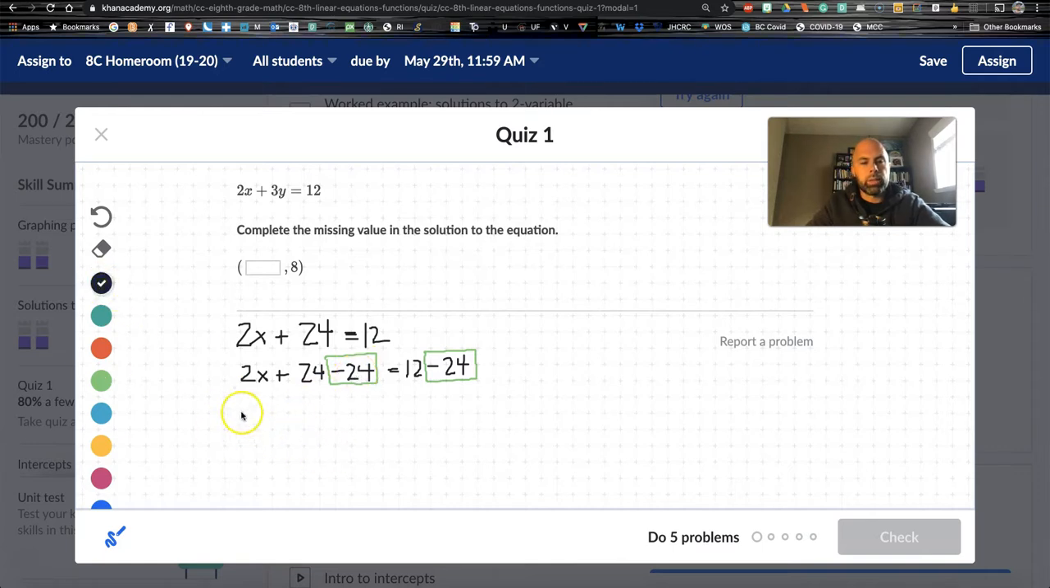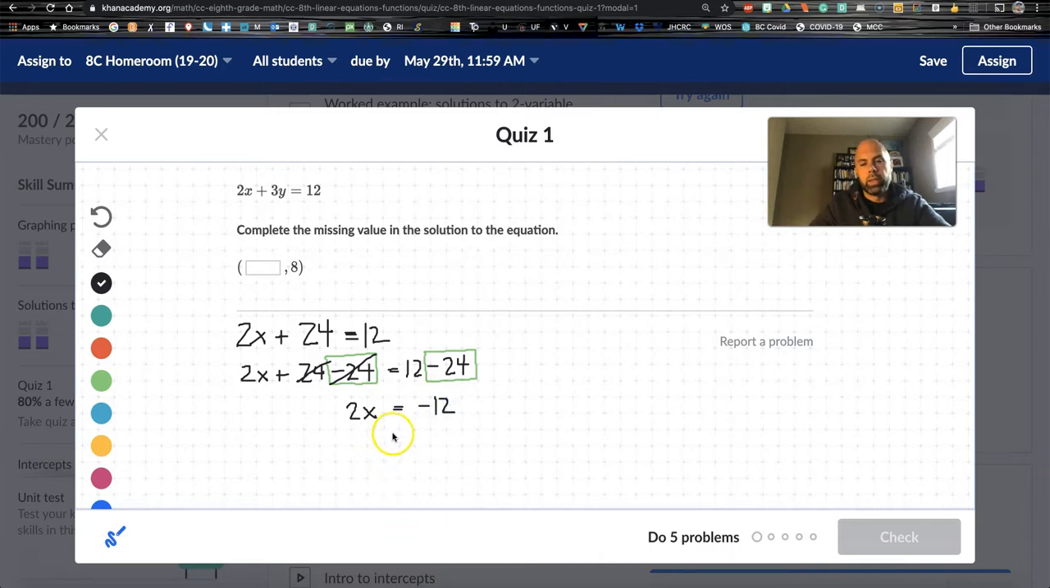So let's see what we have now. 2x, write it over here. 2x, and then these two cancel, equals, what's 12 minus 24? Well, the minus 24 takes us back to 0. So 12 minus 12 is 0. And then we're subtracting another 12, so our value now is negative 12.